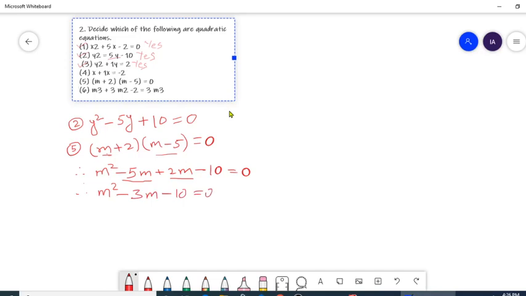So when you simplify this equation number 5, it will look like this. And this can be considered as ax square plus bx plus c equals 0, where a is 1. So this equation number 5 is in proper standard form, where the highest degree is 2 and the equation has only one variable, that is m, and the values of a, b, c are 1, -3 and -10 respectively. In the same way we can solve this equation.